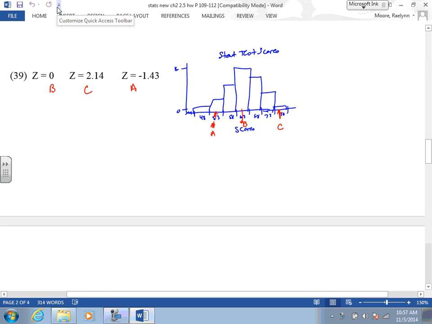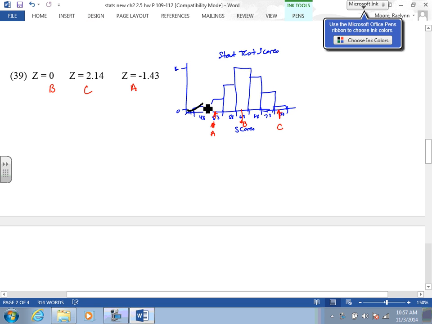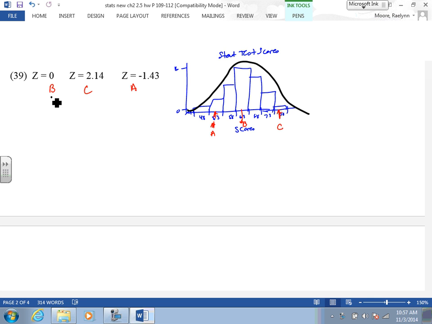So if this is your normal curve, it's approximately normal. The 0 would be in the middle, letter B. Any negatives would be to the left of the 0, so A would be the negative. Any positives would be to the right of the 0, so C would be the positive. Make sense? Okay, that's all they wanted you to do, is place it. Just to give it a placing.